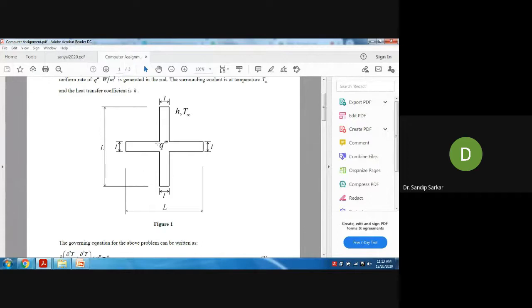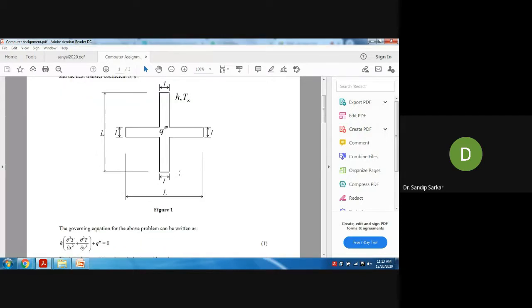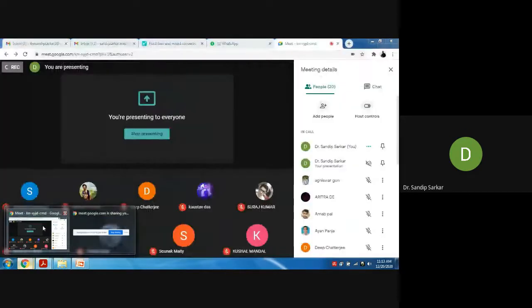Now, if you want to solve this problem, what will you be doing first? You will be looking for the governing equation, right? Is that correct? So, if you want to solve this problem, what will be your approach? How will you proceed?